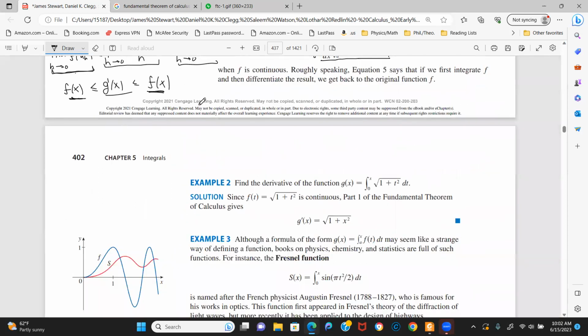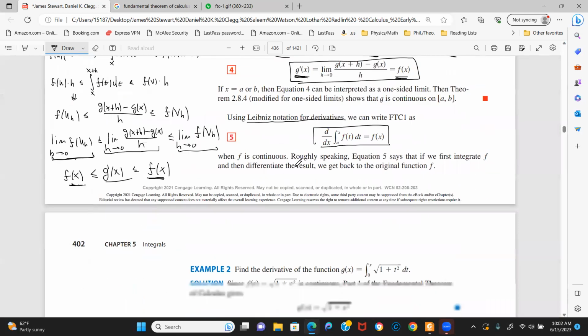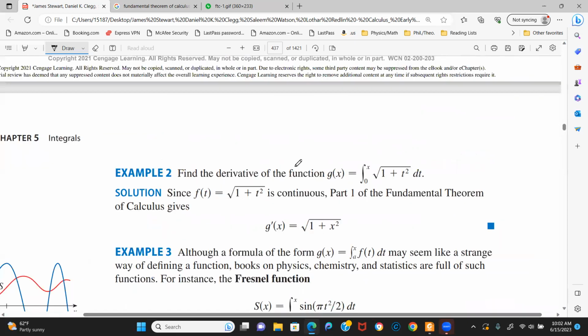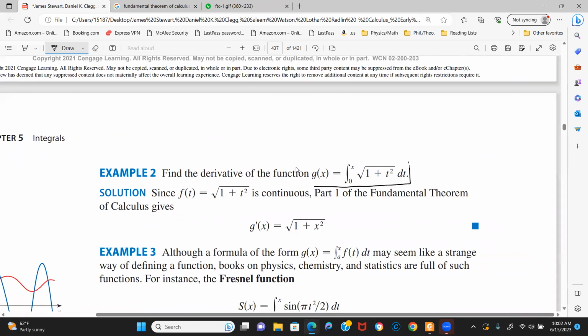All right, so let's look at some specific examples where we apply the fundamental theorem of calculus. So we want to compute this derivative. Notice that if we define f of t to be this function, square root of 1 plus t squared, this is continuous. So when we want to take the derivative, you simply take the function you're integrating and replace t by x. Very simple. So a very easy application.